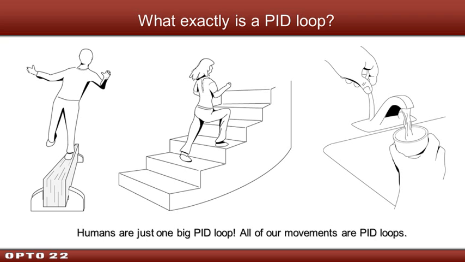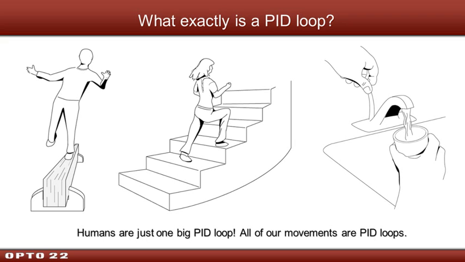So here's some human PIDs. The gentleman on the left on the balance beam is wobbling backwards and forwards. His set point or his concept is to keep himself on that balance beam, and he's looking at the horizon with his eyes, using his muscles and controlling himself as a feedback loop, and every time he falls off he learns a little bit. Same with the lady climbing the stairs.